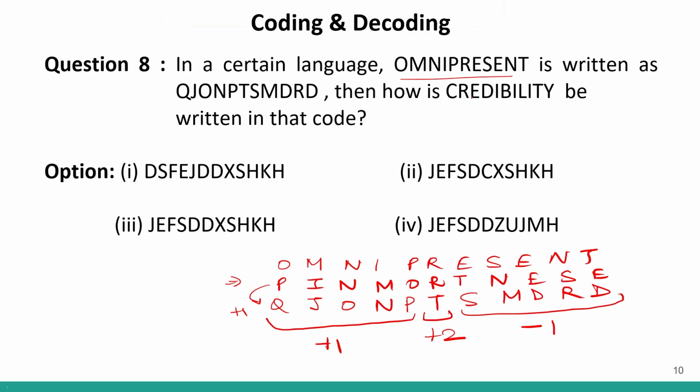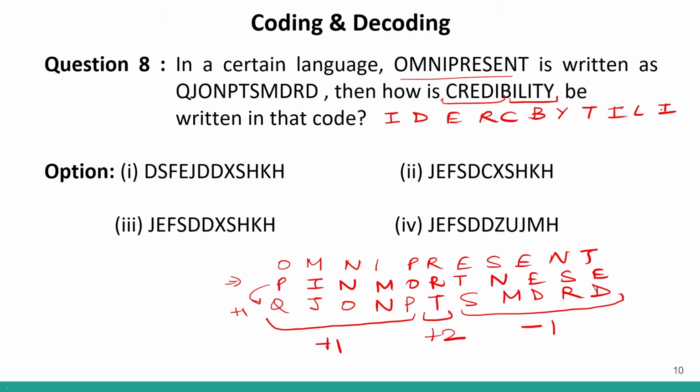So we'll do the same thing for credibility. Correct? So credibility first, these 5 letters will be written in reverse order. So it will be IDERC. Then B will remain the same. And then these 5 will be written in reverse order. So Y, T, I, L, and I. Correct? This will be the code.